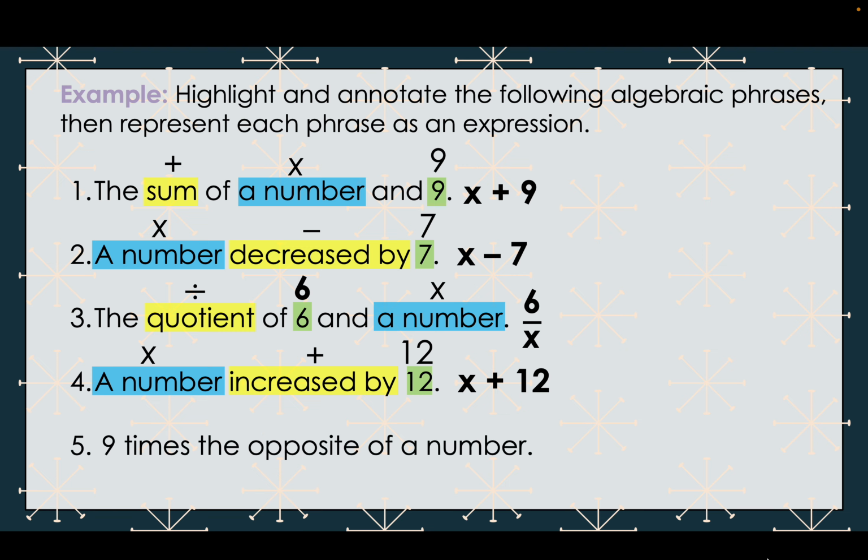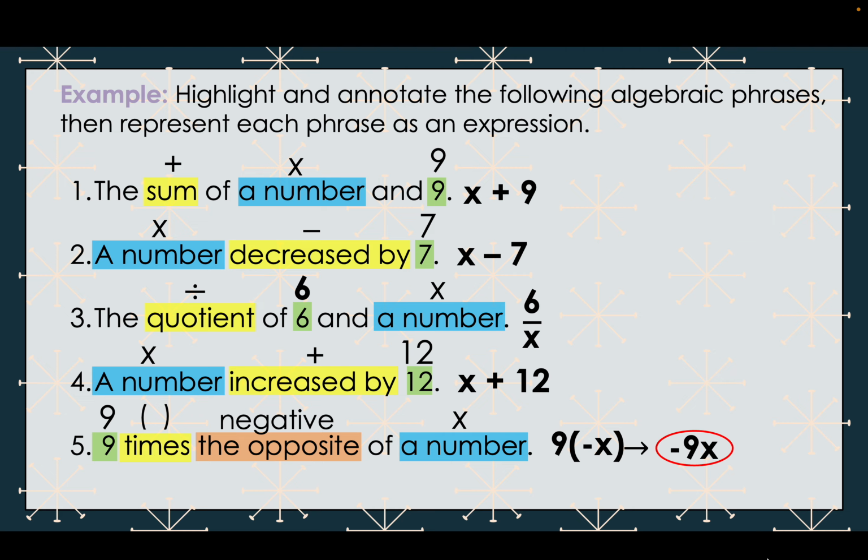And then last, 9 times the opposite of a number. So we have 9, and we're going to multiply by the opposite of a number. If I have the number 4, its opposite is negative 4. If I have a number x, its opposite is negative x. When we're talking about opposites, we're talking about the negative version. So 9 times the opposite of a number that we don't know, which is x, we could say is 9 times negative x. But a better way to write it, the way that we're really looking for, is to just say negative 9x. That's the best way to write this.